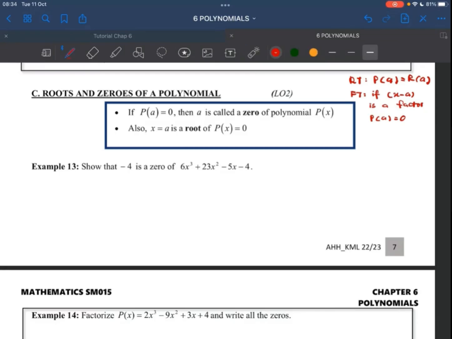Show that negative 4 is a zero of 6x cubed plus 23x squared minus 5x minus 4. First things first, we let P(x) equal 6x cubed plus 23x squared minus 5x minus 4. We want to know whether negative 4 is a zero of P(x) or not. Just substitute negative 4 into our polynomial: 6 negative 4 cubed plus 23 negative 4 squared minus 5 negative 4 minus 4, which supposedly gives 0.